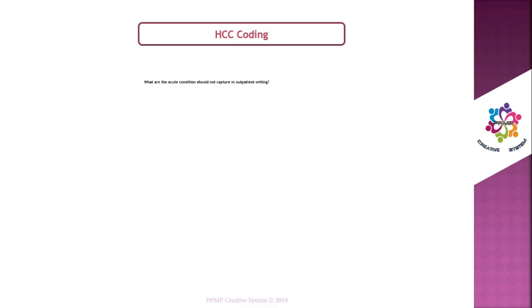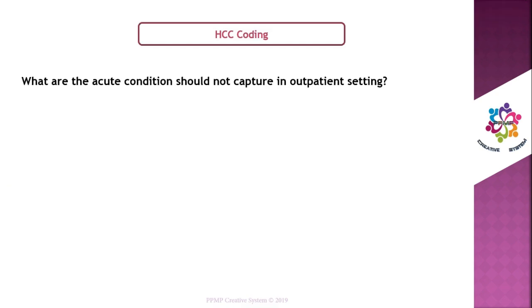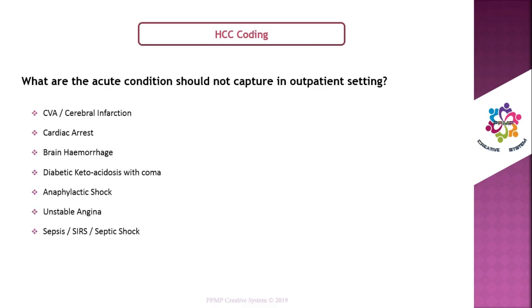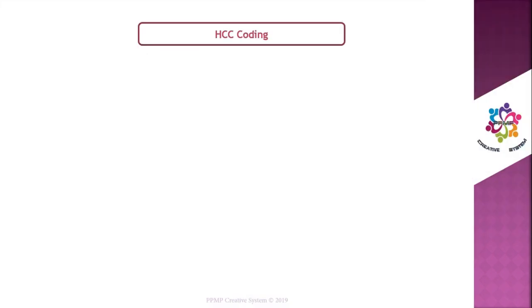What are the acute conditions that should not be captured in an outpatient setting? CVA/cerebral infarction, cardiac arrest, brain hemorrhage, diabetic ketoacidosis with coma, anaphylactic shock, unstable angina, sepsis/SIRS/septic shock.